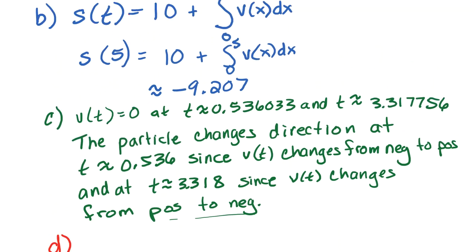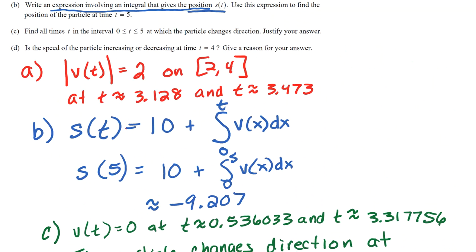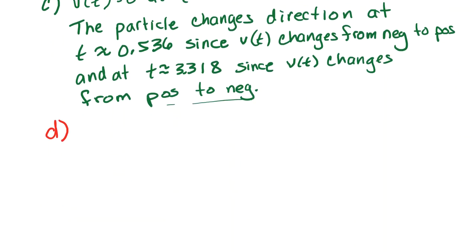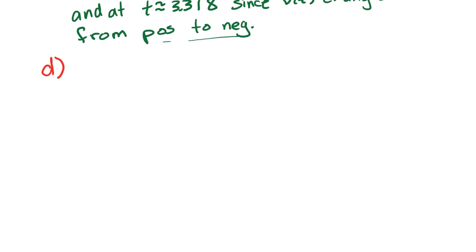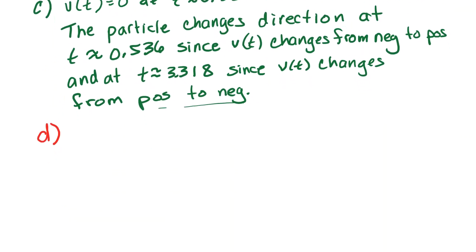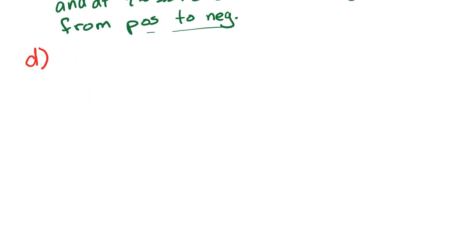All right, one more part here. Let's look at what D is asking for. So far, this has been very straightforward. Is the speed of the particle increasing or decreasing at time t equals 4? So remember that speed is unsigned. So you could be speeding up if you're going in the reverse direction. You can speed up if you're going in the positive direction. So the question here is, do velocity and acceleration have the same sign? So we're interested at time 4.